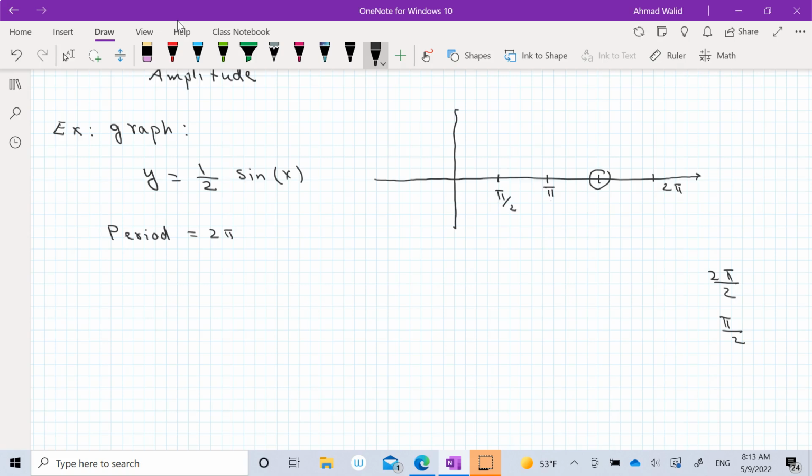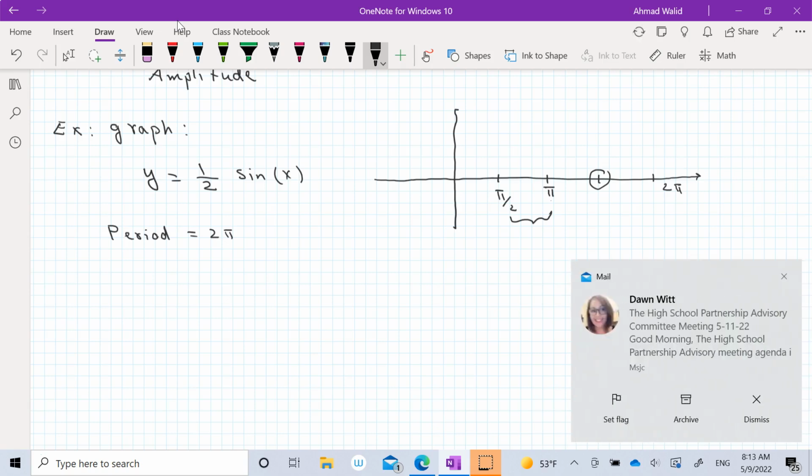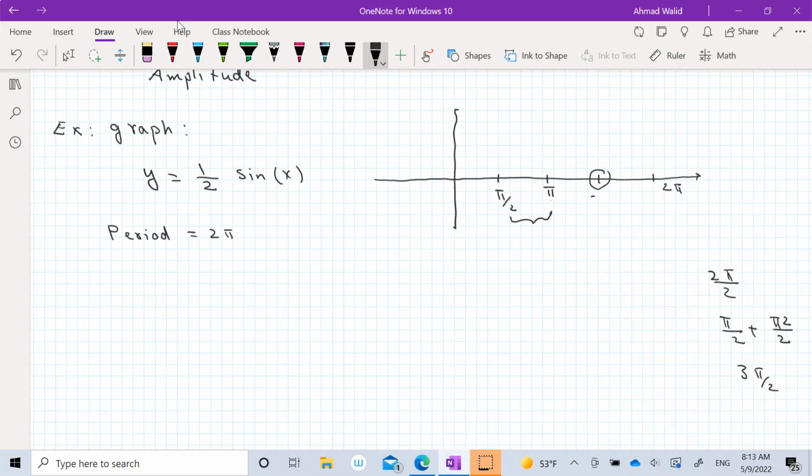Now, how to find this point? Some people use the average. Some professors add pi with 2 pi, then divide by 2. Or I can tell you, always to find the third quarter, add these two numbers. It means pi over 2 plus pi. To add these two, you need a common denominator. You have to multiply this one by 2. Pi over 2 plus 2 pi over 2 gives you 3 pi over 2, which is this number. Correct? 3 pi over 2 here.